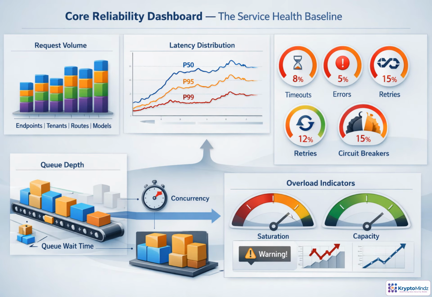Think of the core reliability dashboard as your service health baseline. It should answer the first incident question quickly: are users getting successful responses within the time we promised? To do that, separate traffic by endpoint, tenant, route, priority, and model family, because failures rarely hit everything evenly. Track latency with P50, P95, and P99, not just averages. Watch timeouts, errors, retries, and circuit breakers as symptoms of instability. Then add queue depth, wait time, concurrency, and saturation, which warn you when overload is building before users experience a complete outage.